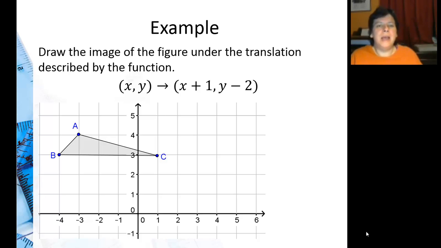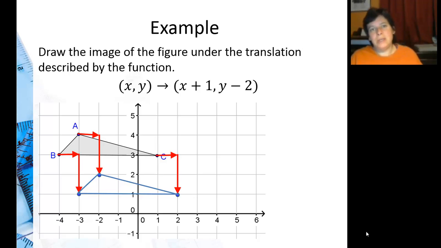In this case, I have the triangle here, ABC, and the function is x comma y goes to x plus 1 and y minus 2. So that means I'm going 1 to the right and down 2. So A goes down to this point here. B goes to the right 1, down 2, and to this next point. C goes to the right 1, down 2, to that point. Connect the points, and there you have your triangle.